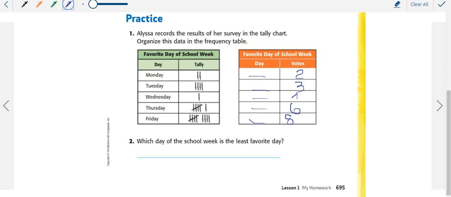Now, let's answer the question. Which day of the school week is the least favorite day? Another way to say this question is which day of the week has less votes? Okay, which one has only one vote? It is Wednesday. So here you will write Wednesday. Okay, so the answer for this one is Wednesday. Next page.